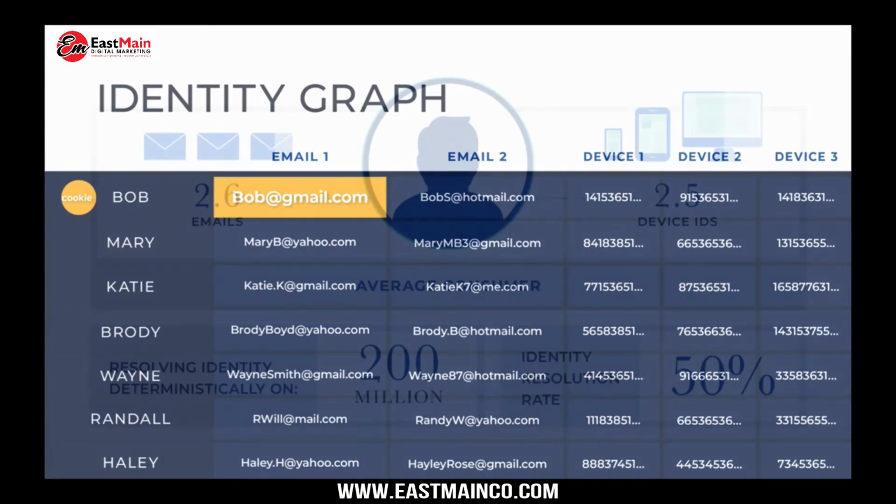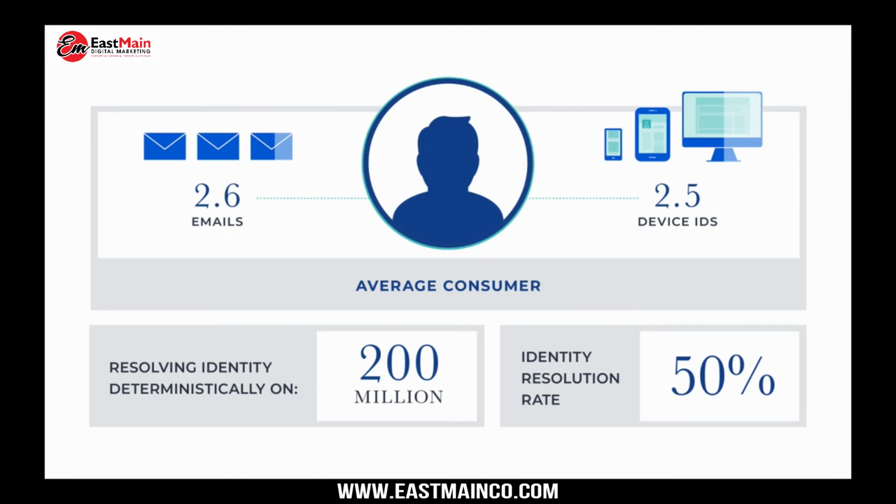Our identity graph contains the deterministically resolved identity of Bob and more than 200 million other U.S. consumers just like him. On average, we can resolve the identity of 50% of visitors to any website, which we can then match up with 2.6 emails and 2.5 device IDs on average per person. And that's a pretty big deal, because now you can do a whole world of things you couldn't do before.